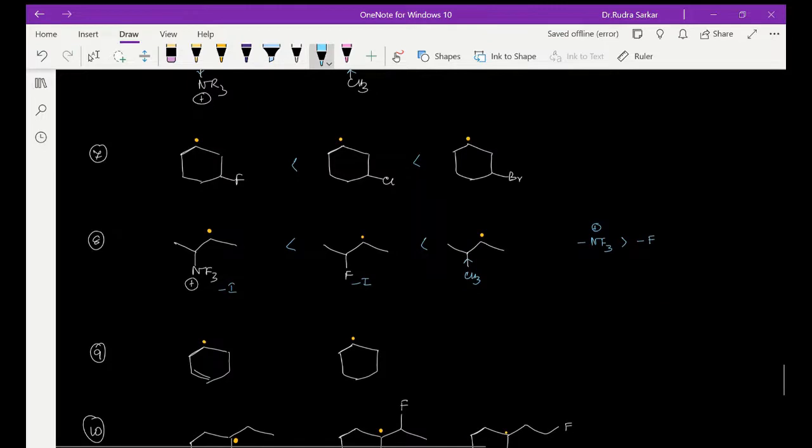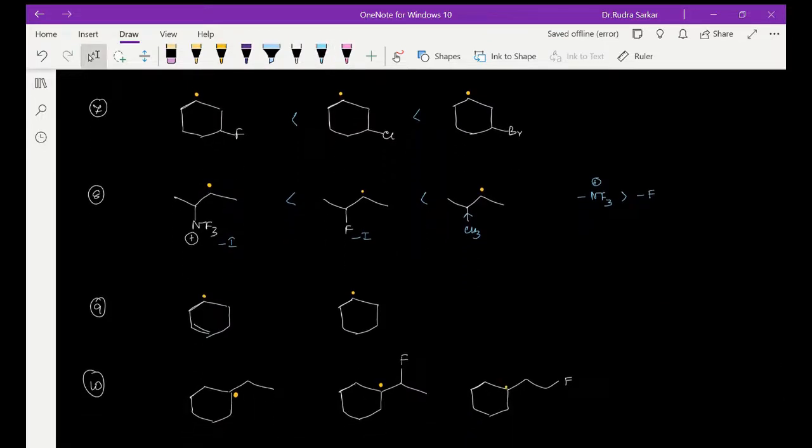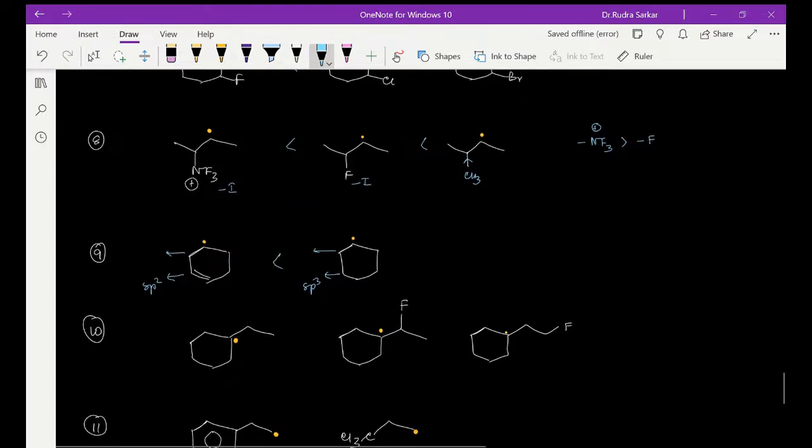Out here, this carbon is sp3 and that one is also sp3. This one is sp2 and this is sp3. So in that sense we can say the one that is sp2 is more electron withdrawing than the one that is sp3. So over here this will be more stable than the previous one.